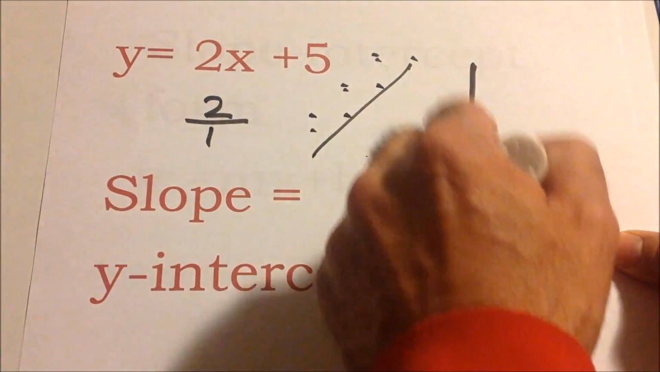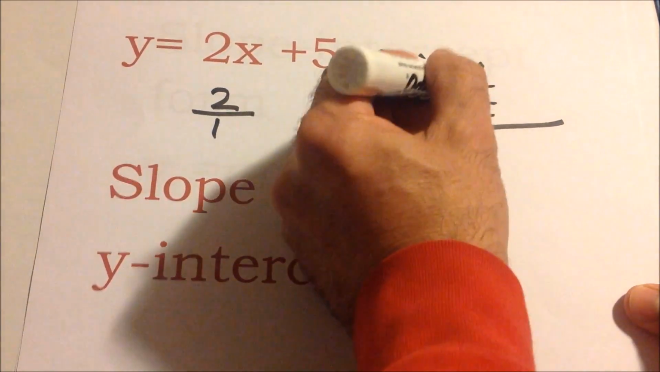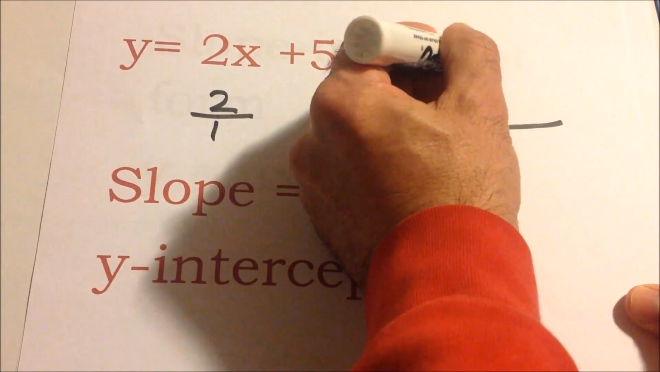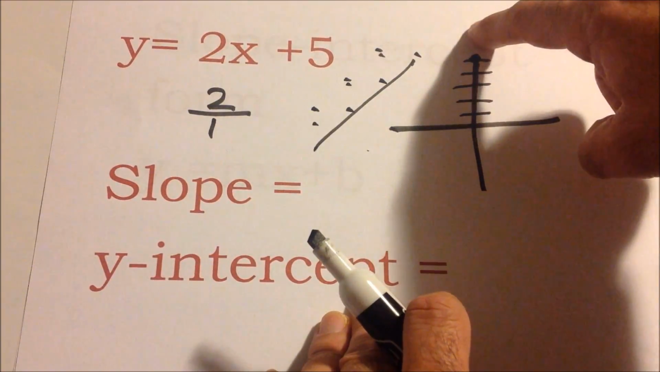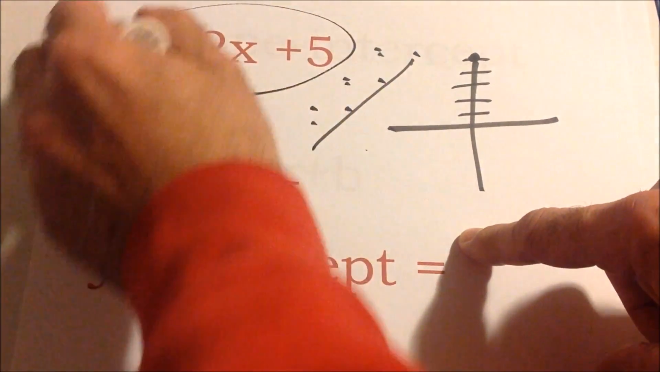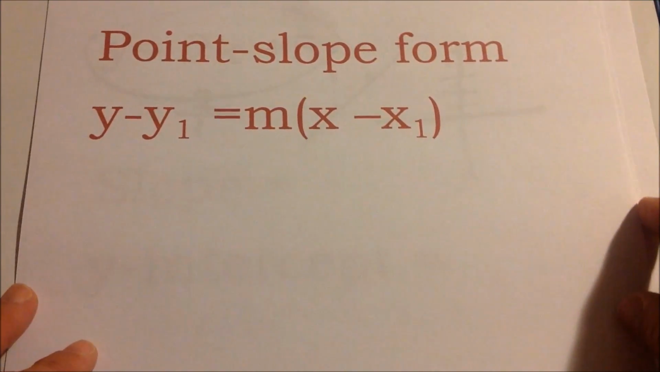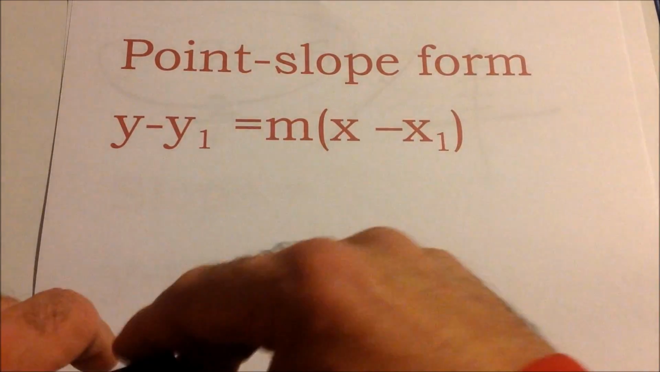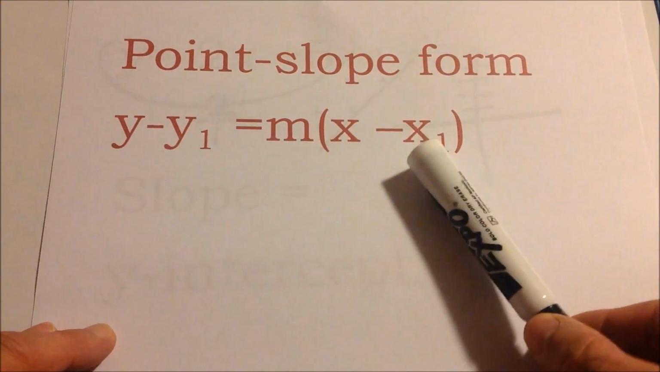Now, if we made a rough graph right here, we know that this line is going to cross at the 5. And then from this 5, we know it's going up 2 over 1 each time. So that's slope-intercept form. And we also have point-slope form, which we'll talk about in a minute. Basically, you have 2 y's and 2 x's and a slope.